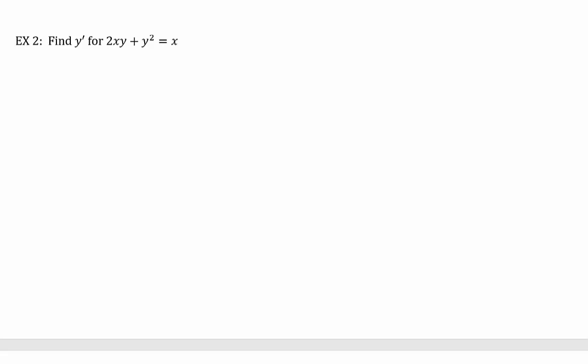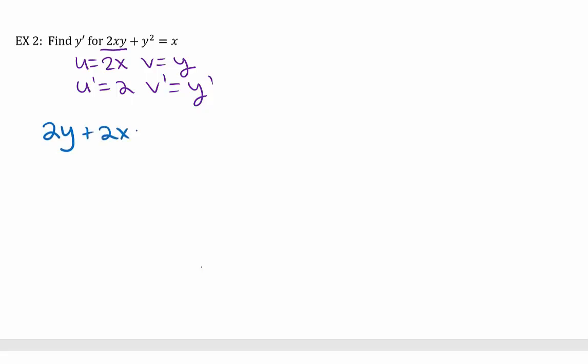So for example, if I want to find y prime, and I have the equation 2xy plus y squared equals x, and I don't want to actually solve for y, that's okay. We can take the derivative implicitly, just one term at a time. So I'm going to start with this 2xy. This is a product. I'll let my u equal 2x. My v is y. So u prime would be 2, and v prime is whatever y prime is. Using the product rule, I get 2 times y plus 2x times y prime.